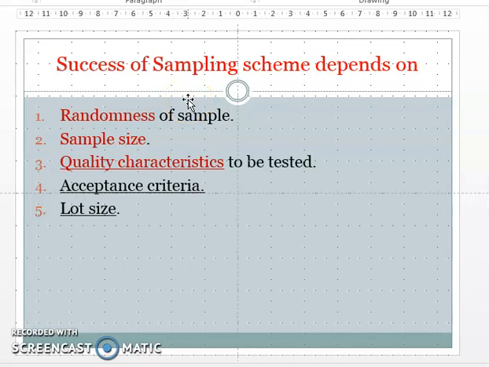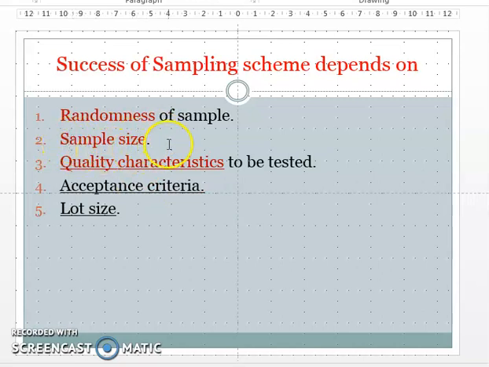The success of a sampling scheme depends on the randomness of the sample. In the lot, each item should have a chance of being selected randomly. It has the opportunity to get selected randomly. Then we can say there is randomness of the sample. It should not happen that there is a box and you are taking a sample from the upper part only. You have to take from the lower side, from left, right, all locations. It should represent the whole lot. Okay, you have to consider this.